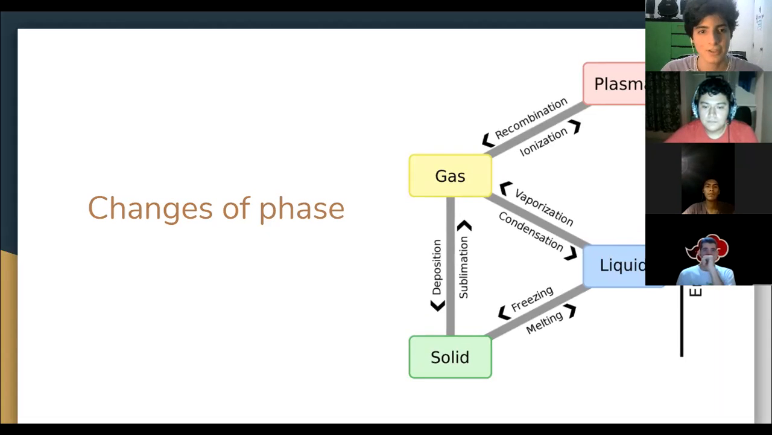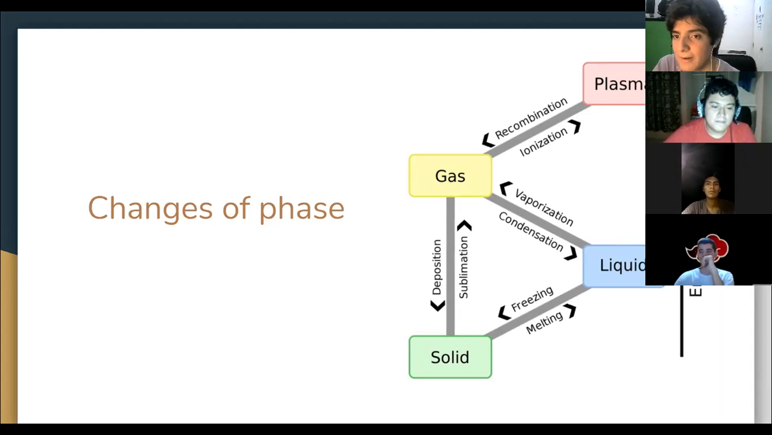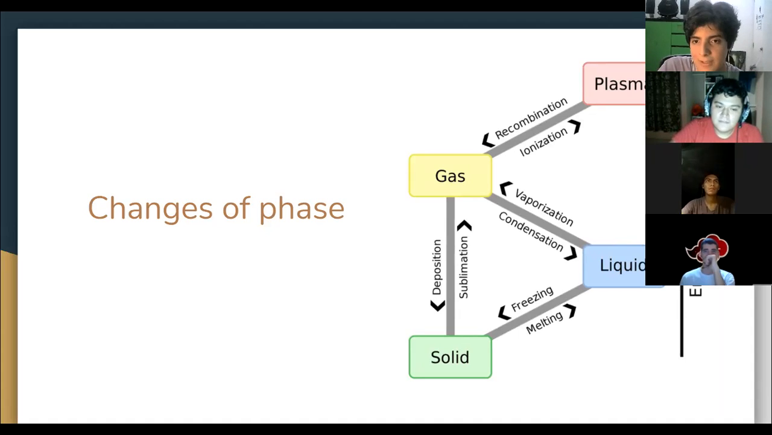The changes of phase are the changes that matter can undergo from one state to another. Matter has four states, which are gas, solid, liquid, and plasma. The first three are more common than the others. And the changes of phase are the next ones.